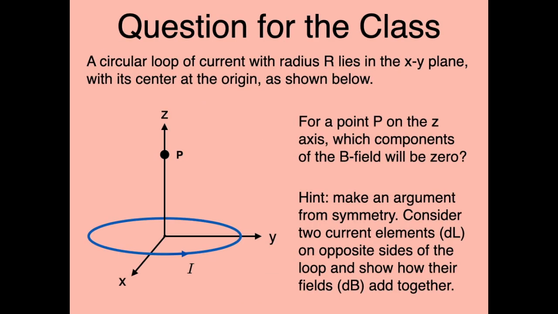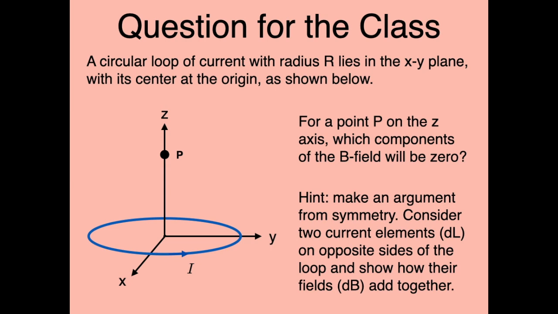All right. I want to call back to something from the very beginning of the semester where we used arguments from symmetry to show that a certain part of the electric field, maybe it's Ex or Ey, some component of the electric field goes to 0 due to symmetry. We have a similar situation here with magnetic fields, where we can argue that because of symmetry, one or more components of a magnetic field are going to go to 0.